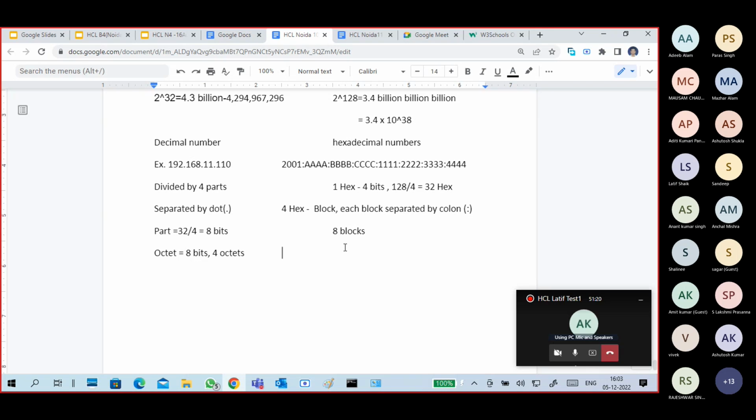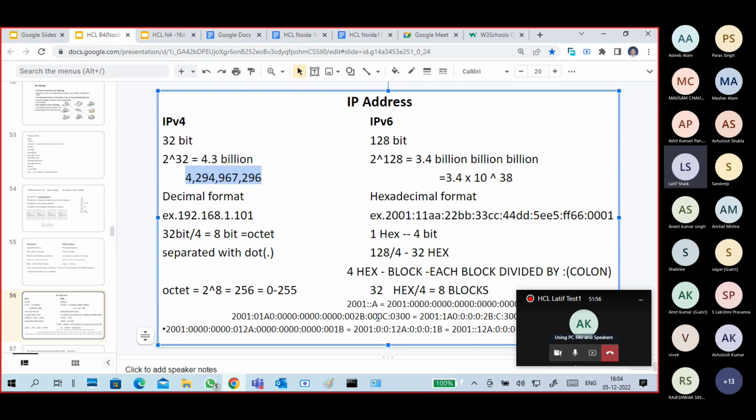Eight blocks. What I will do, I'll cut this one and add it here. So IPv6 contains 8 blocks, IPv4 contains 4 octets. Of course, IPv6 examples are also written in this part.